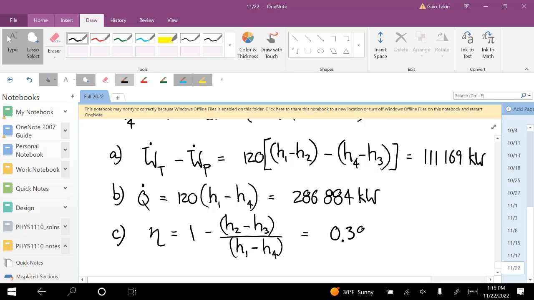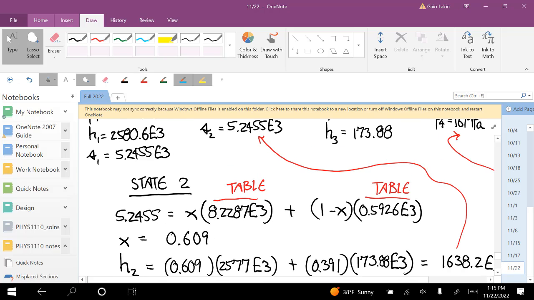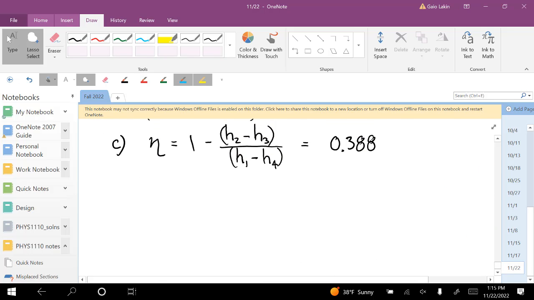Right, 0.388, call it. That's about what we usually get. I did this right, I got a reasonable value. I just looked up all the wrong values because I was using megapascals instead of kilopascals.